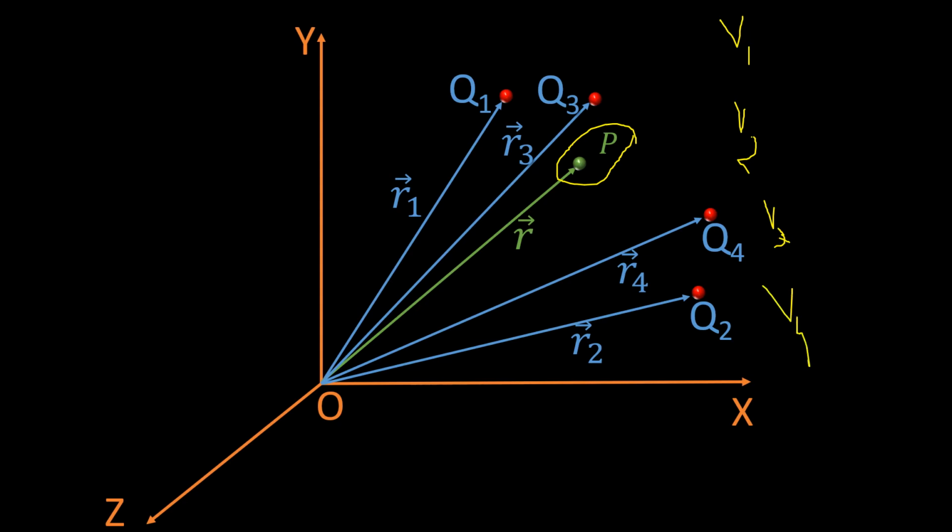How will you find V1? We'll take kq1 upon distance. How do we find the distance between q1 and P? It is the mod of r1 minus r. That is how we can find the distance for all the other charges also, respectively, and then we can add all of V1, V2, V3, V4 to get the net potential. So with that logic, let us move further.